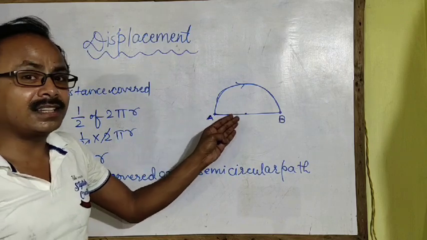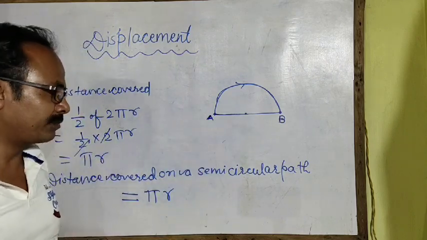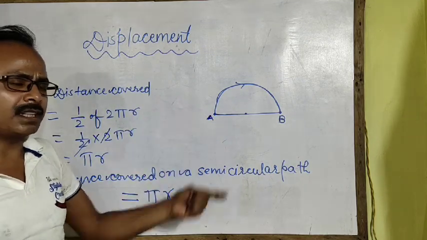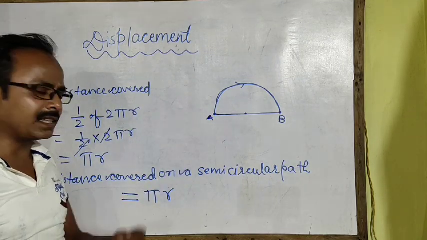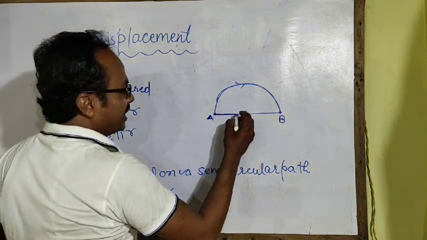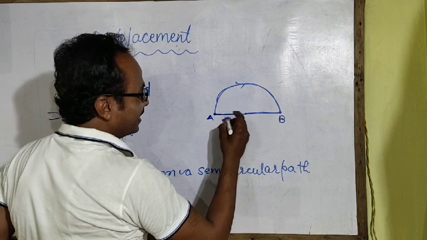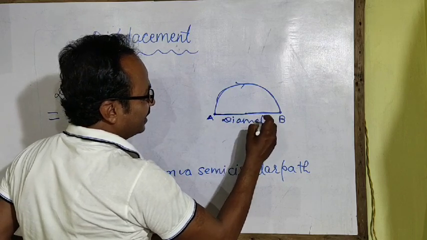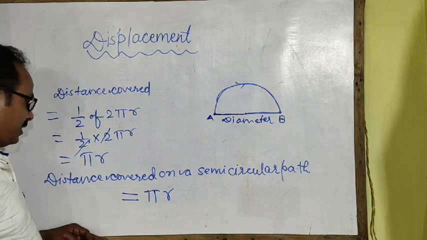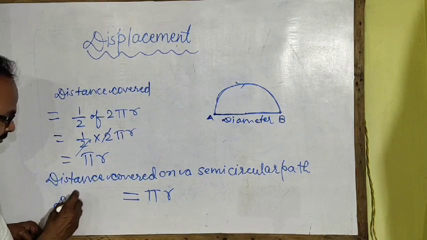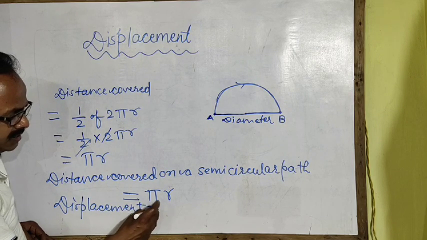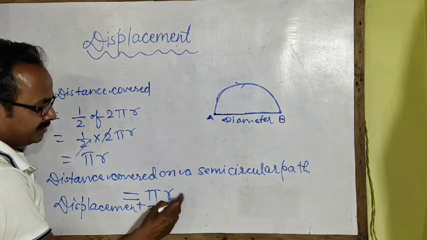Now another question arises here: what is the displacement? Again, use your brain and try to find the answer. Yes, you are right. Here the displacement is nothing but the diameter of this semicircle. So displacement here is the diameter.